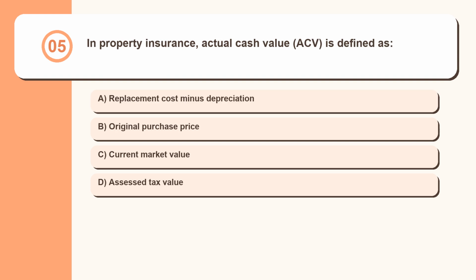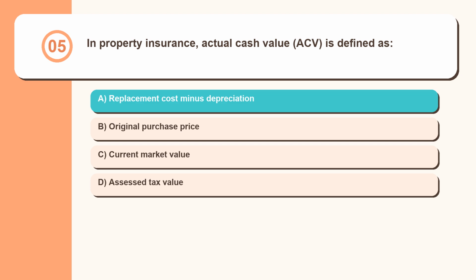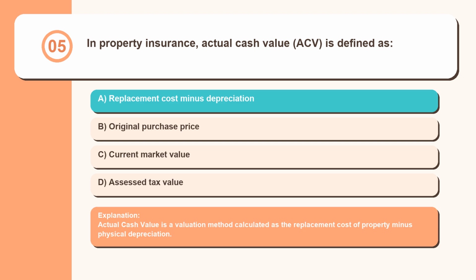Question 5. In property insurance, actual cash value, ACV, is defined as replacement cost minus depreciation, original purchase price, current market value, assessed tax value. Actual cash value is a valuation method calculated as the replacement cost of property minus physical depreciation.